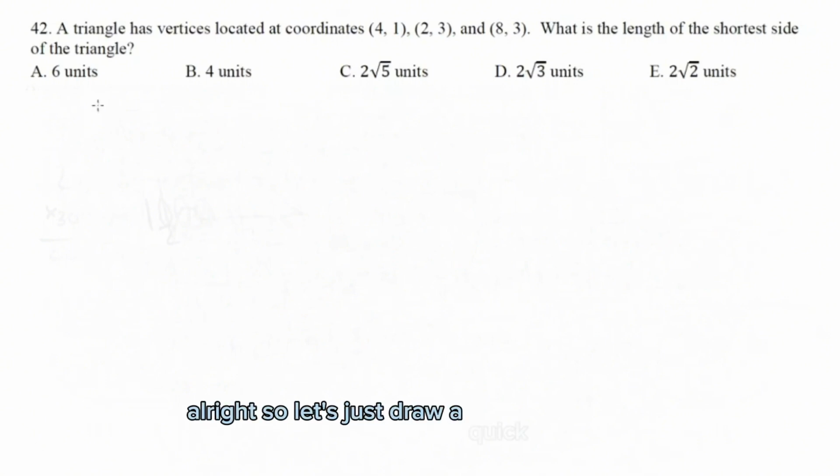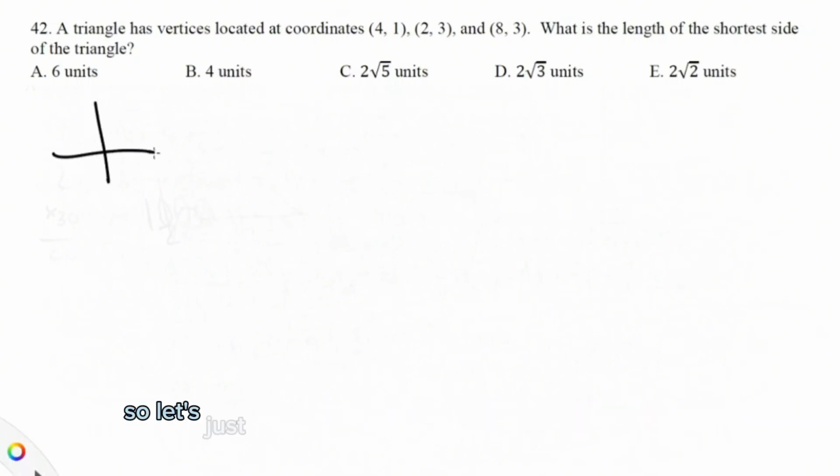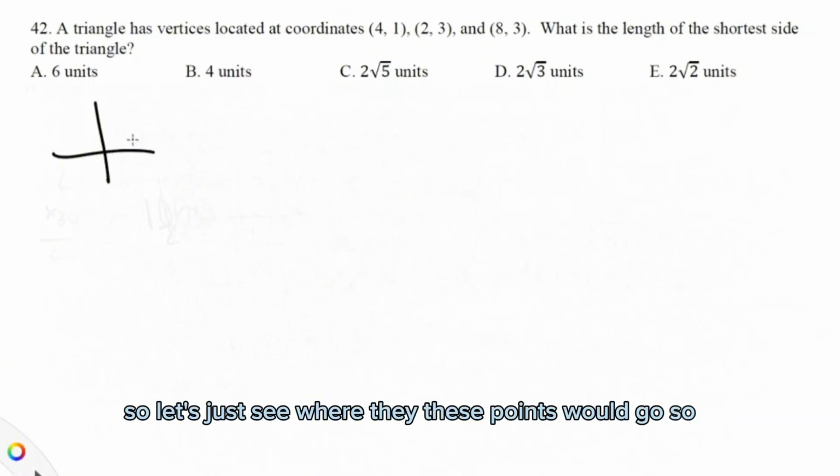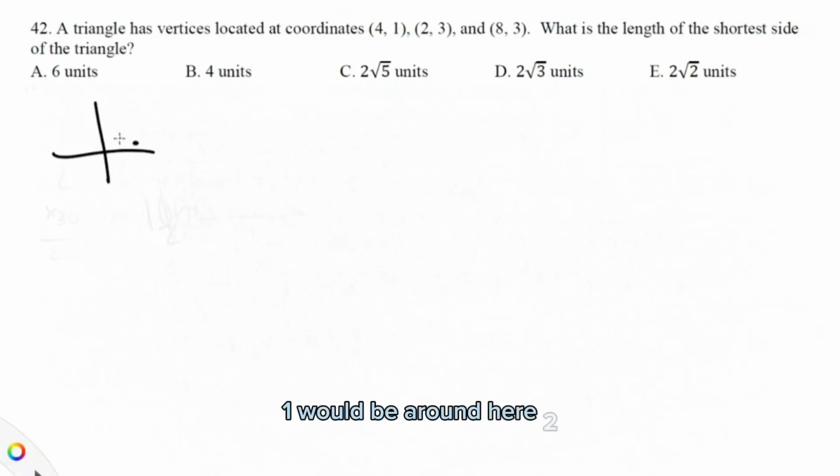Alright, so let's just draw a quick graph here. Let's just see where these points would go. So (4, 1) would be around here, (2, 3) would be around here, and (8, 3) would be around here. Alright. So obviously this doesn't tell us much, but this is our triangle right here. So we have to find the shortest side.